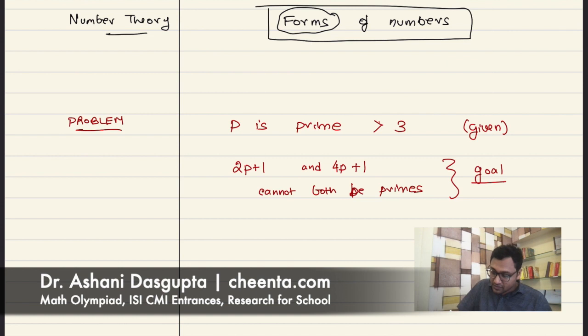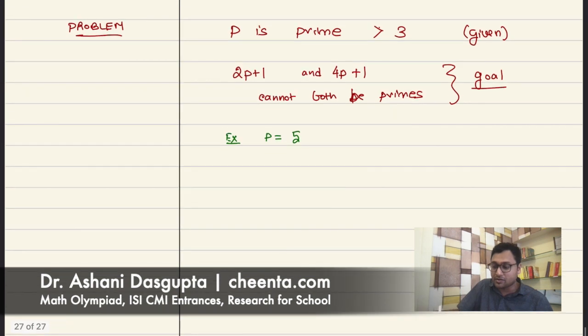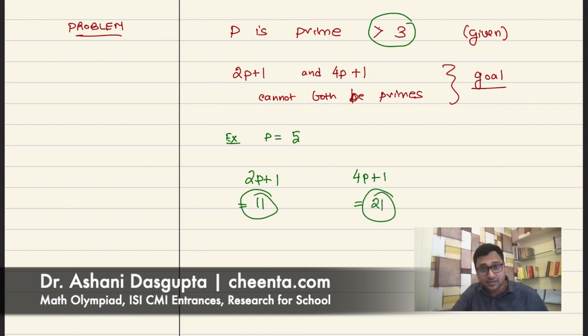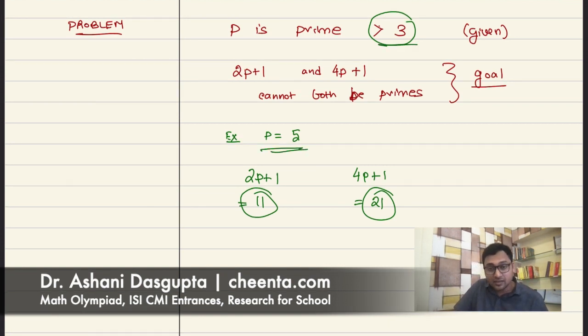For example, if p is equal to 5, so it's a prime number greater than 3, then 2p plus 1 is 11 and 4p plus 1 is 21. See, both of them are not prime numbers. 11 is of course a prime number, 21 is not a prime number. We want to show this for all prime numbers greater than 3, not only for 5. We want to show that 2p plus 1 and 4p plus 1 are not both prime numbers.